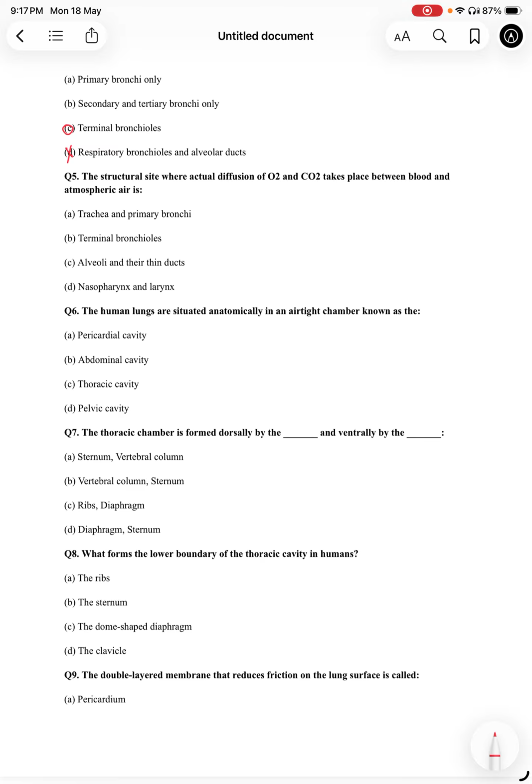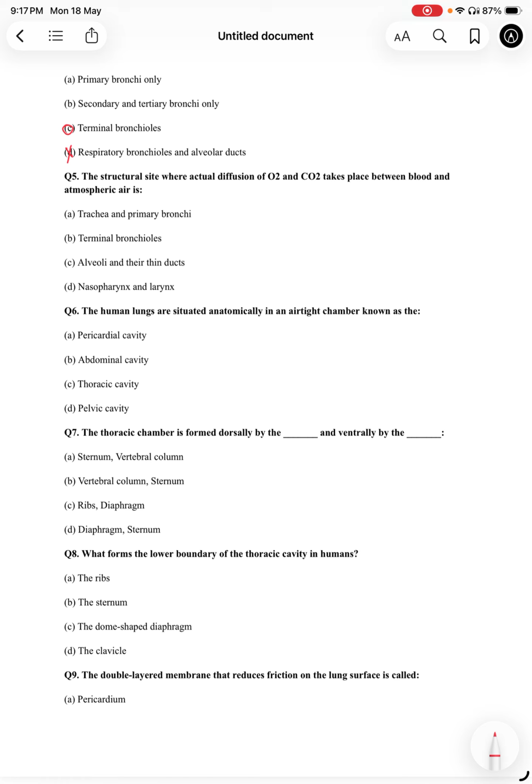Okay, the next question. The structural site where actual diffusion of O2 and CO2 takes place between blood and atmospheric air is option A, trachea and primary bronchi. Option B, terminal bronchioles. Option C, alveoli and their thin ducts. Option D, nasopharynx and larynx.